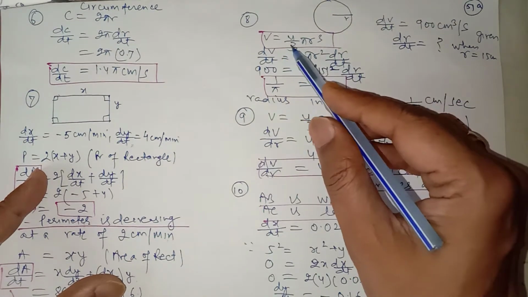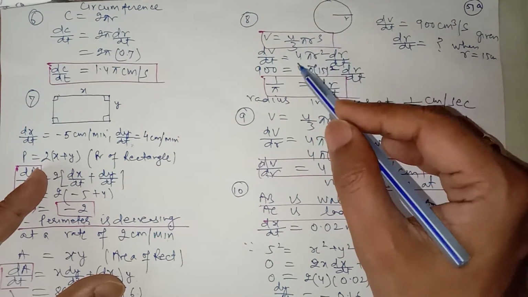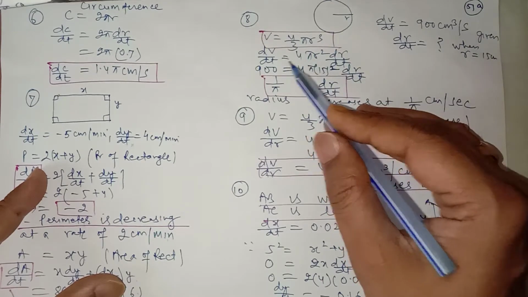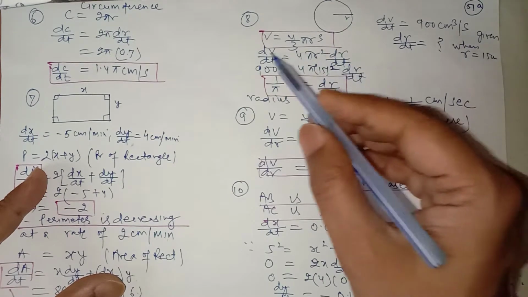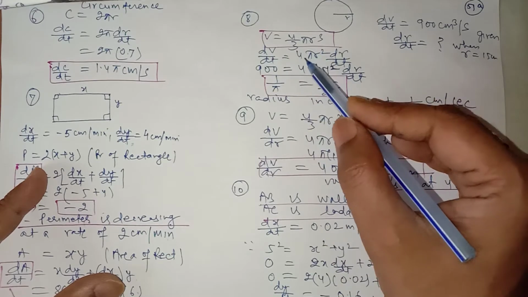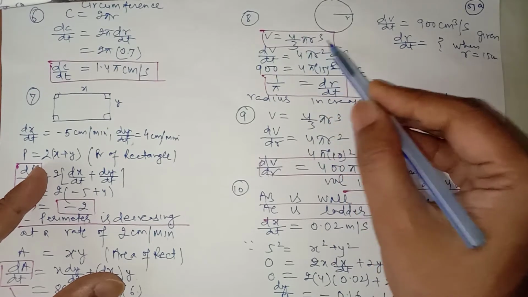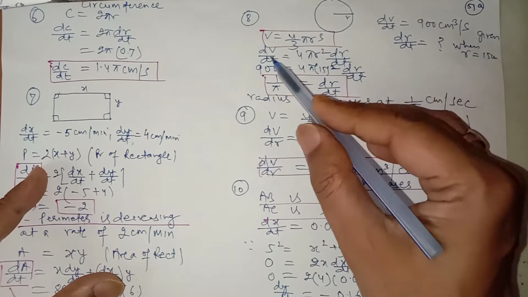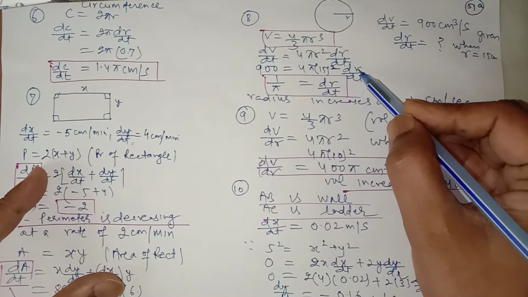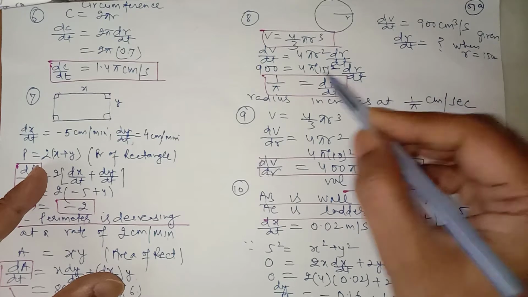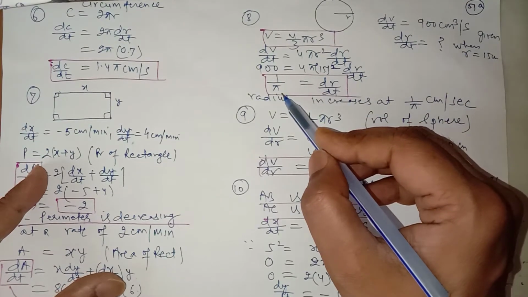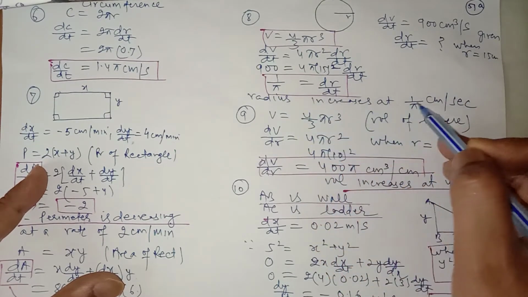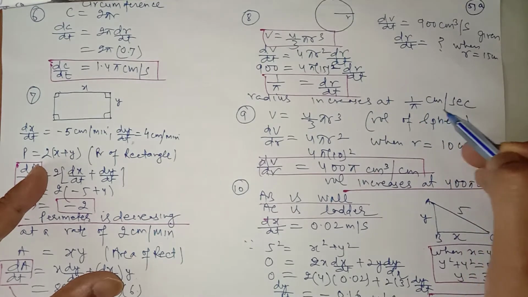We know that the volume of the sphere when the radius is r is 4 upon 3 pi r cube. Differentiate both sides with respect to time. So dv upon dt is equal to 4 pi r square dr upon dt. So replace the value of r, replace the value of dv upon dt. We have to obtain the value of dr upon dt, which is equal to 1 upon pi, which means that the radius is increasing at a rate of 1 upon pi centimeter per second.